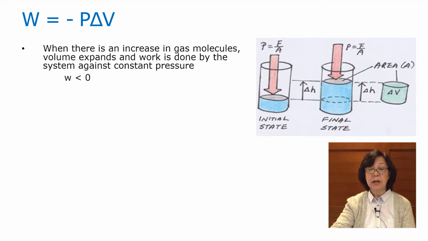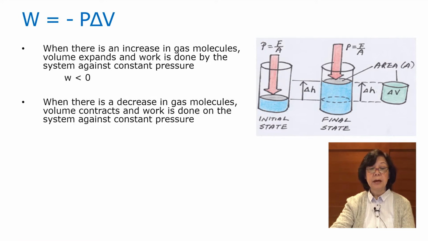So here you look at the diagram, initial state, which is a smaller volume, final state, larger volume. And there's an increase in the volume, and this work is done by the system on the surrounding, negative work. However, in the reverse situation, if there's a decrease in gas volume, that means volume contracts and work is done by the surrounding on the system, this work is defined as positive.